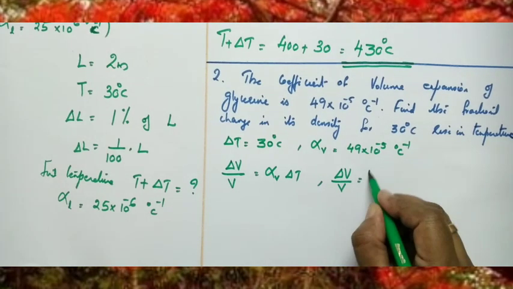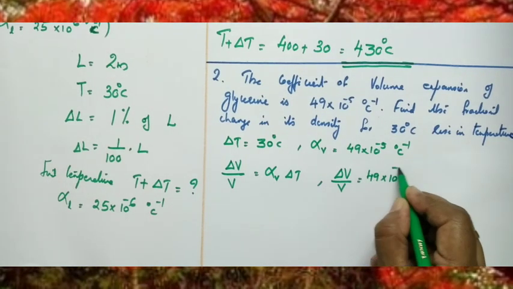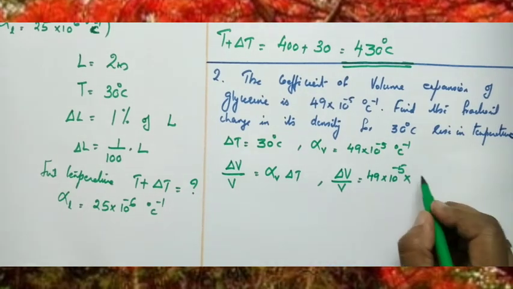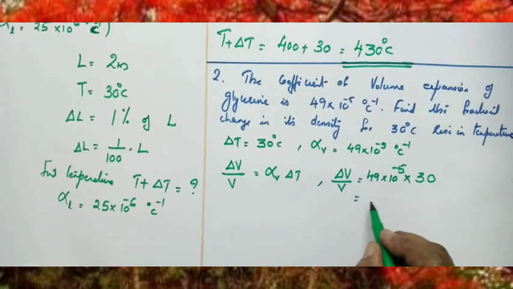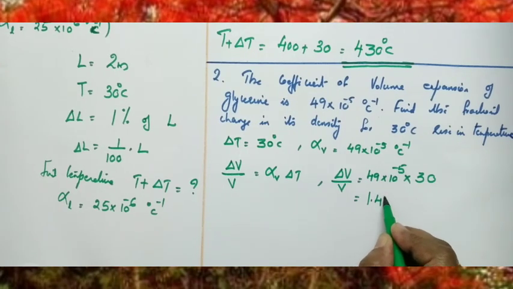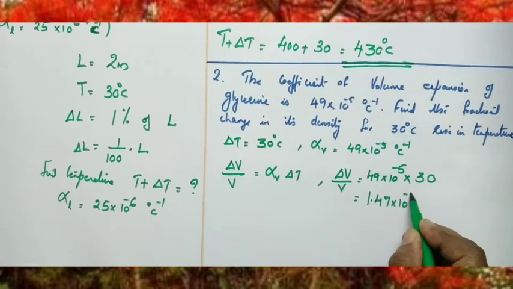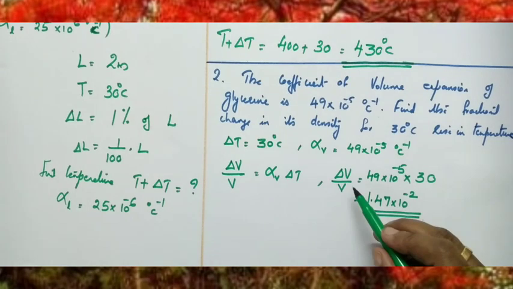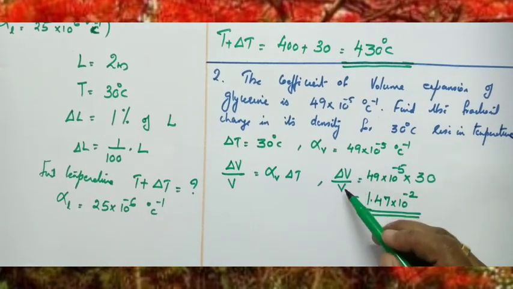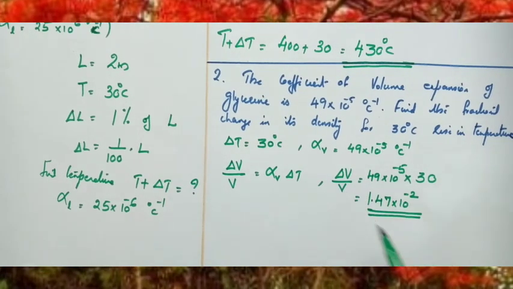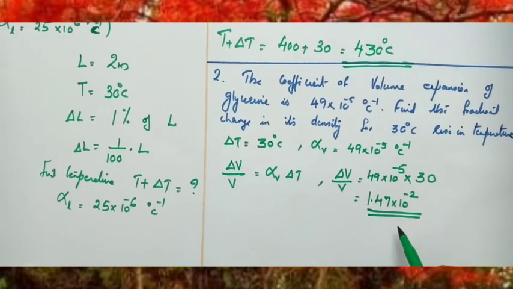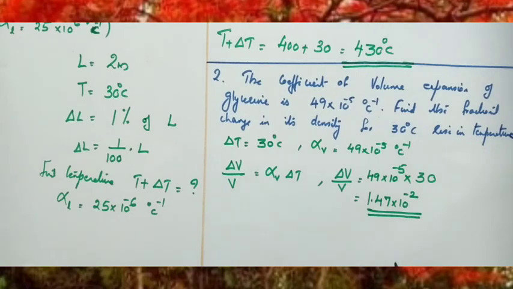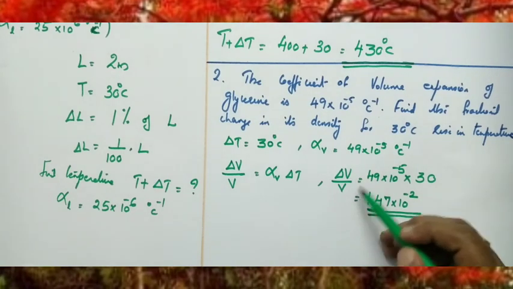Alpha V, what is alpha V? 49 into 10 raised to minus 5. What is the increase in temperature? 30. So after simplification you will get 1.47 into 10 raised to minus 2. No unit, because delta V by V, both are volume, no? So the fractional change, hence delta V by V, is 1.47 into 10 raised to minus 2. This is the fractional change in volume.